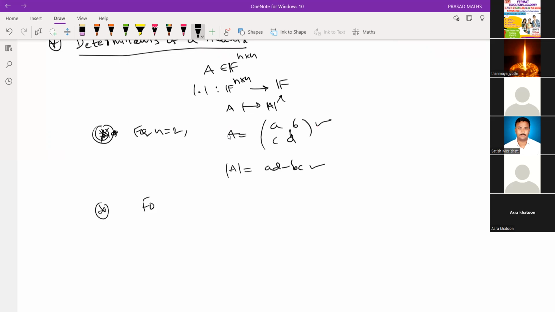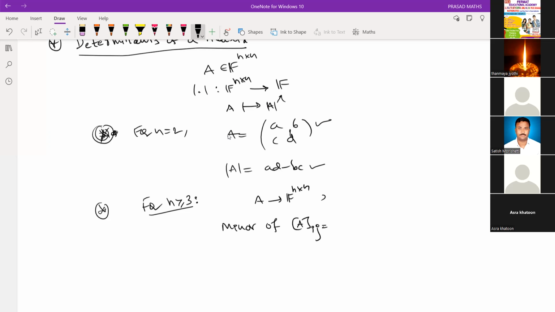For n bigger than or equal to 3, how can you define that? How can you define it generally? Using minors and cofactors, right? Now I'm looking for defining the determinant of a matrix whose order is bigger than or equal to 3. Let us define the minor. Suppose you are given a square matrix of n by n. Now the minor of the ijth entry is nothing but what?